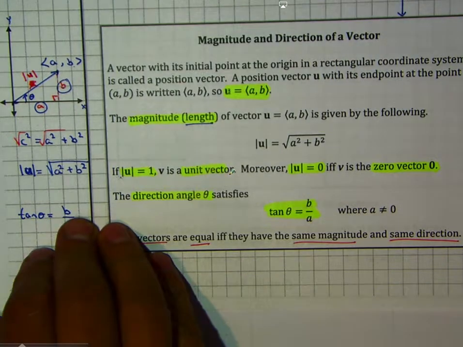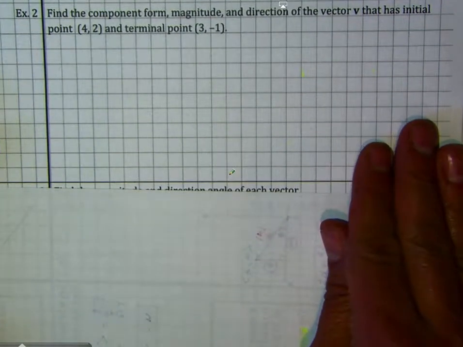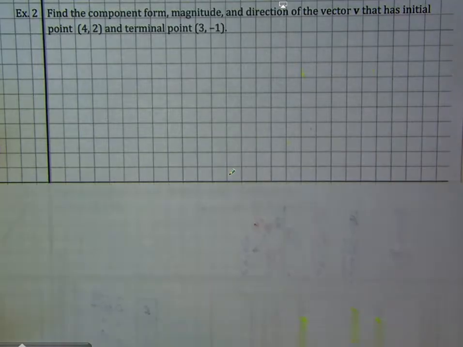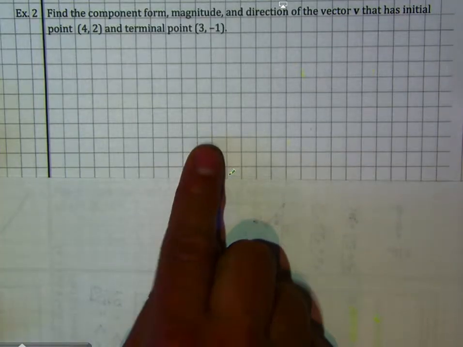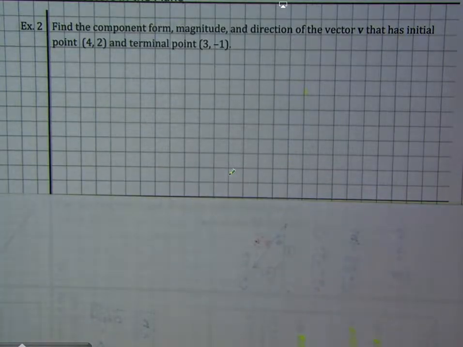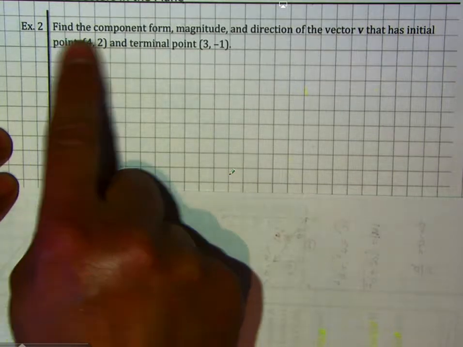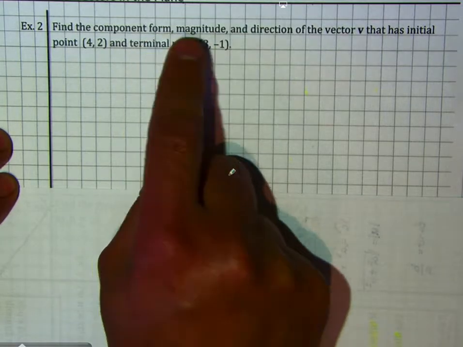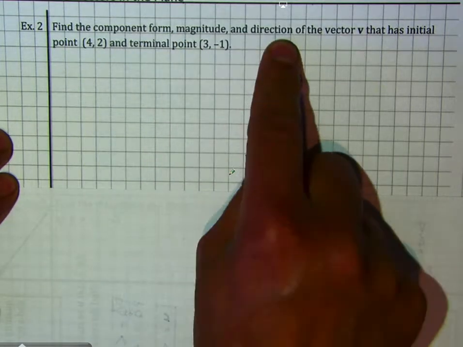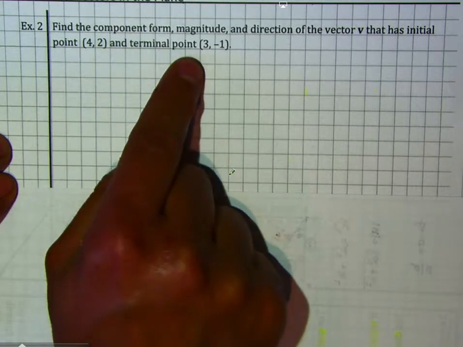So let's go through example number 2. Go ahead and take the time to copy it down, then pause it, and we'll start once you're ready. Find the component form, find the magnitude, and find the direction of the following vector that has an initial point of (4, 2) and a terminal point of (3, 1).